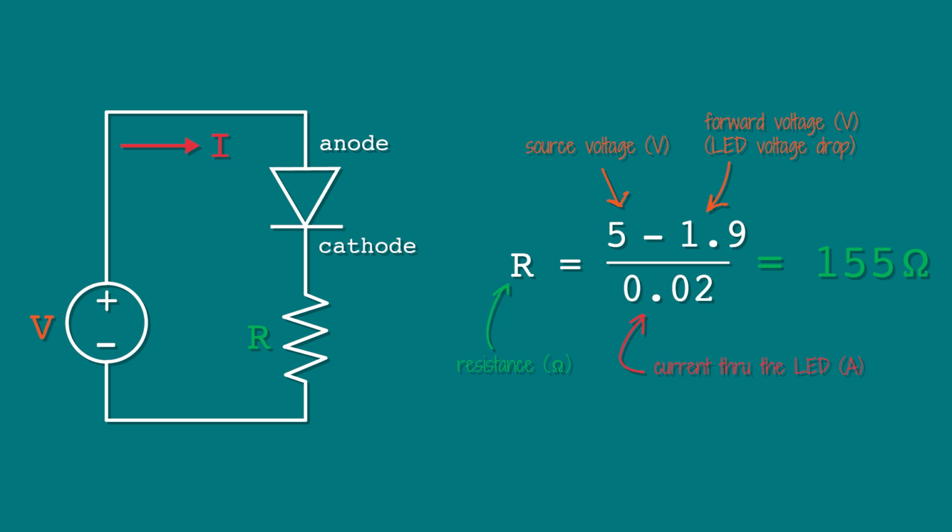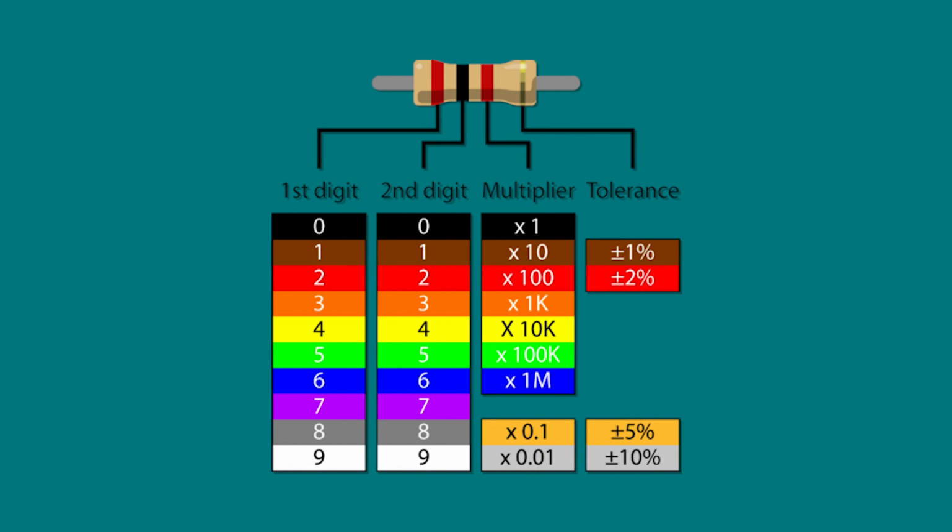So you need a resistor of at least 155 ohms. To be safe, let's use something slightly bigger. Maybe I'm using 220 or 230 today. So here's how you read the color codes on a resistor.